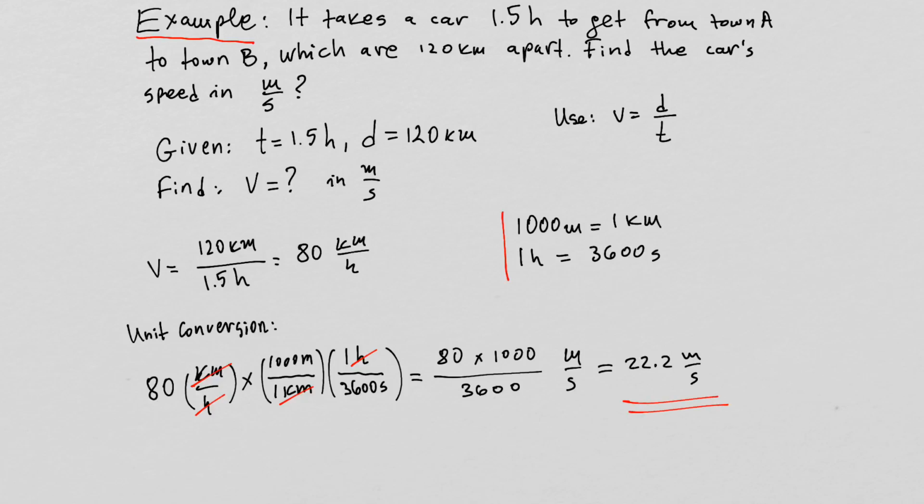Can this problem be done differently? Yes, it can. What you could do is first convert the 120 kilometers right here into meters, and the 1.5 hours into seconds, and then substitute in the formula for the calculation, and you will get the same result here. So either way works. I just wanted to show you the method to convert a unit that is not a basic unit, that is a derived unit, into a different derived unit.